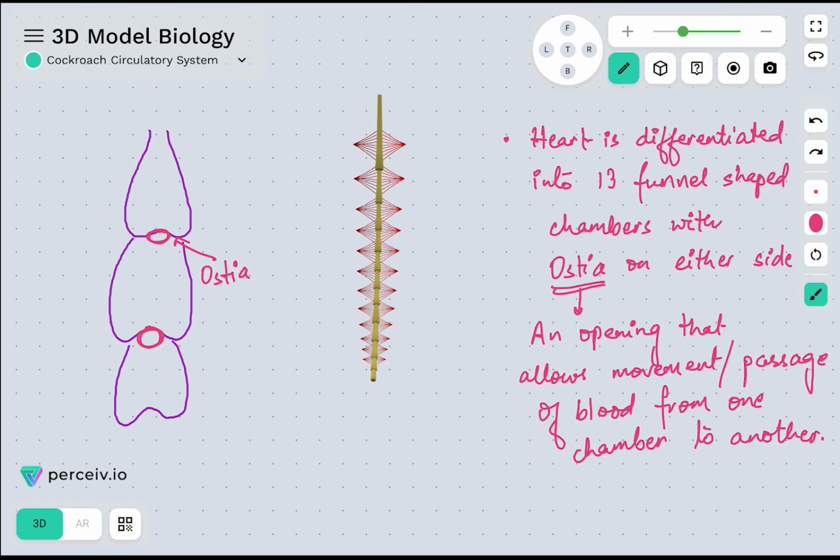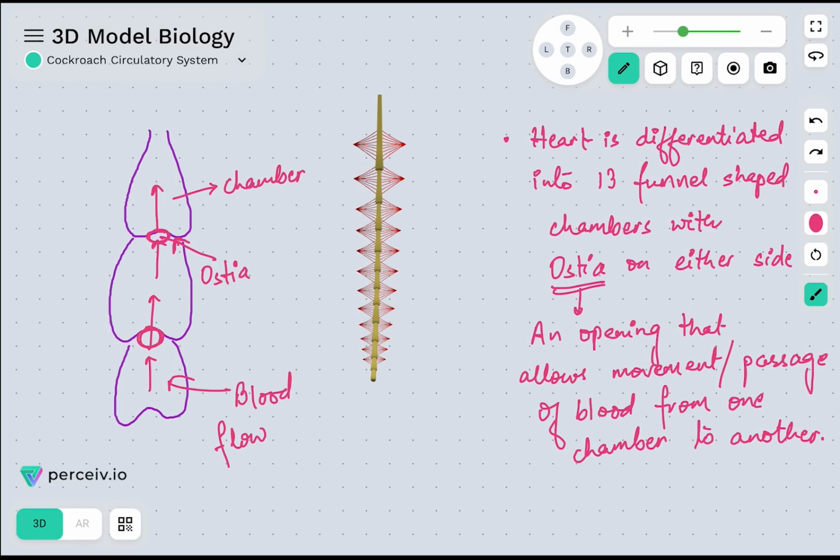So if this is the chamber of the heart, we are going to mention it over here. The movement of the blood will be from here to here, like this. So this will be the blood flow direction. It will be towards the anterior side, and as I already told you, these are considered to be the openings, ostia.